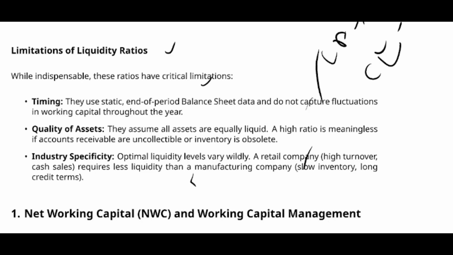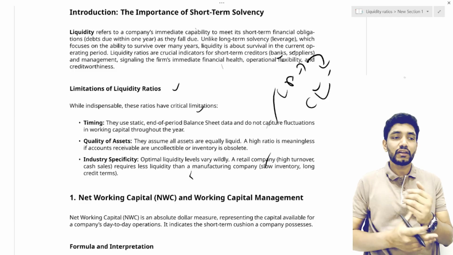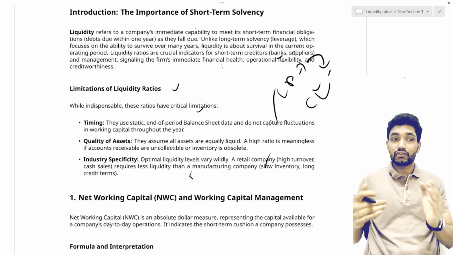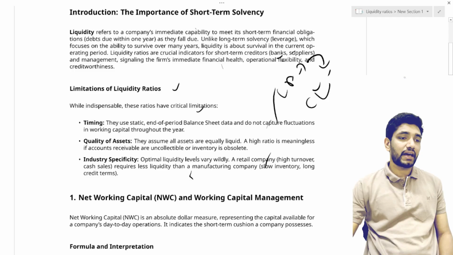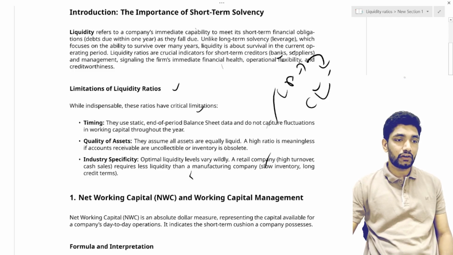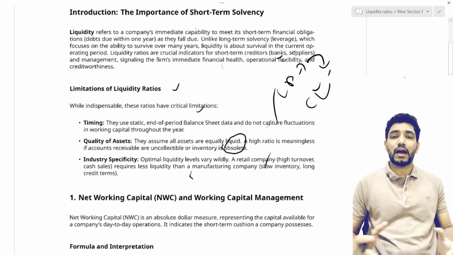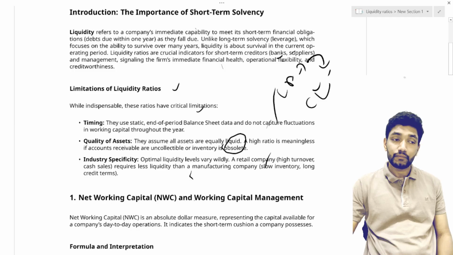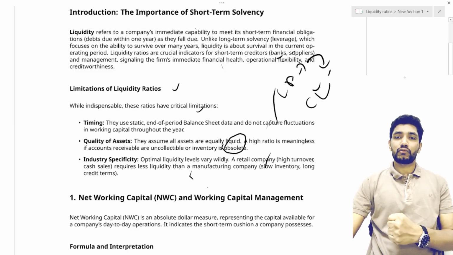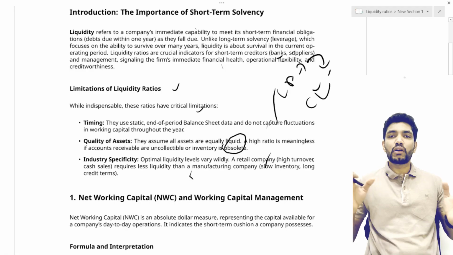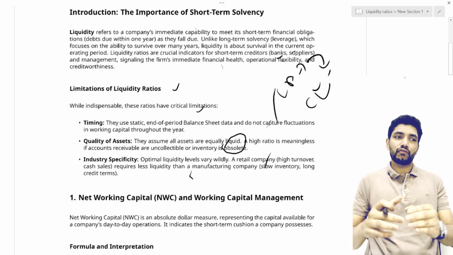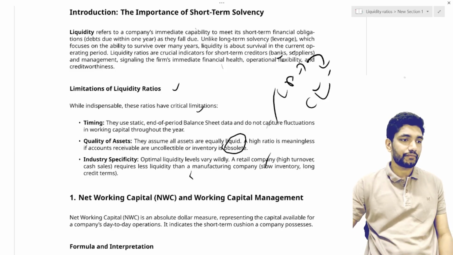Again, the quality of assets. Just assume we have a lot of receivables among the current assets in the balance sheet. The quality of those receivables is another concern. If there is an inventory balance that is obsolete, we cannot use it as a company resource. Again, if we have a lot of receivables which are uncollectible or bad debt, we cannot consider them as qualitative assets. So the quality of assets is another concern while looking into liquidity ratios.